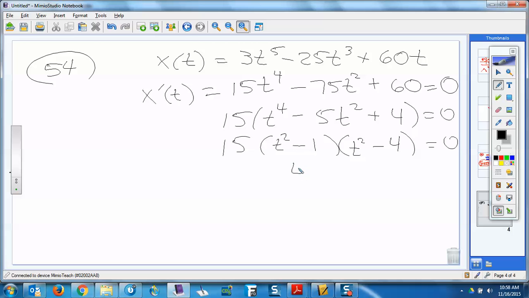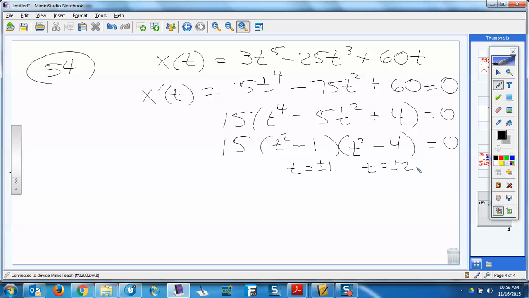What about this? t equals plus or minus 1, plus or minus 2, right? Yeah, you could factor those. t squared minus 1 would be t plus 1, t minus 1. t squared minus 4 would be t plus 2, t minus 2, right? You could do that too if you want.